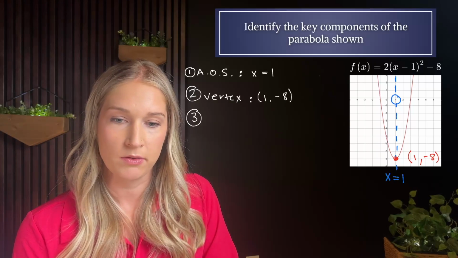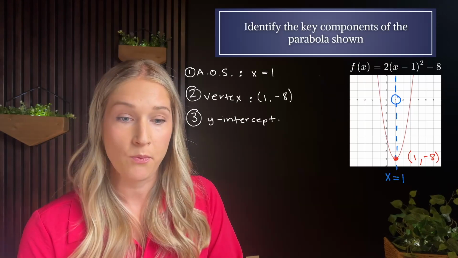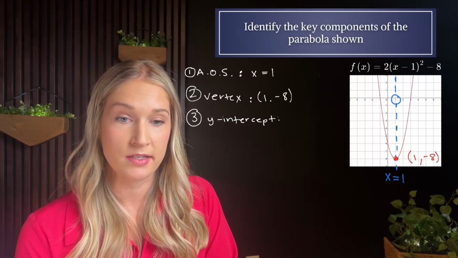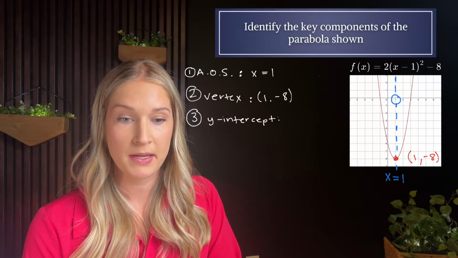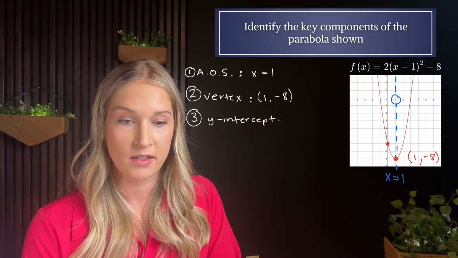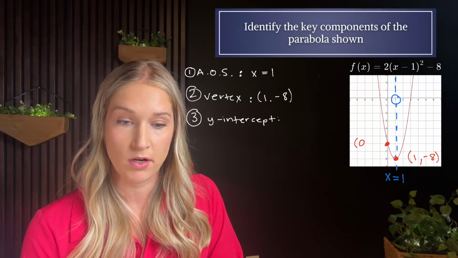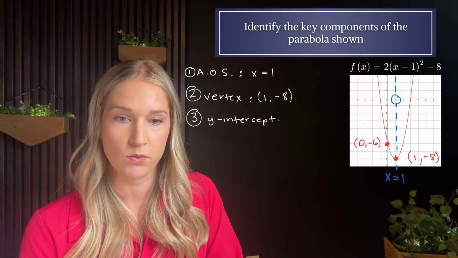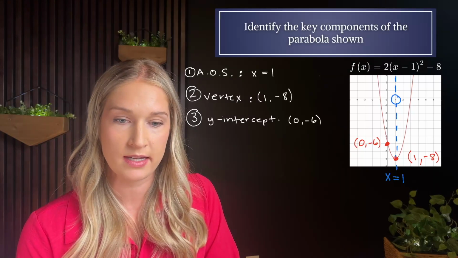I will now look at finding my y-intercept. My y-intercept is where my graph crosses the y-axis. So if I go to my y-axis and move up and down until I hit my graph, I find that we hit right here. And this point is 0 for x and -6 for y. So my y-intercept is the point (0, -6).